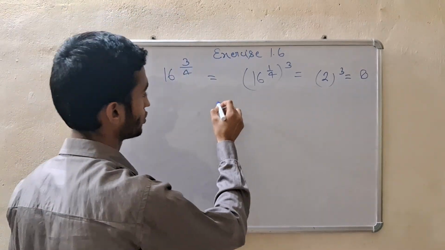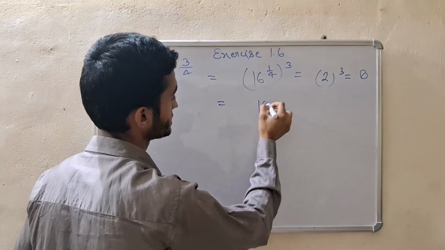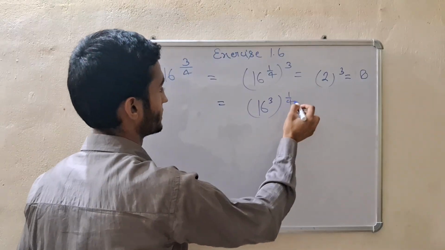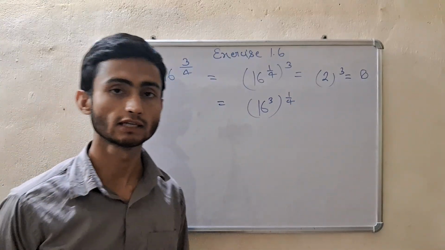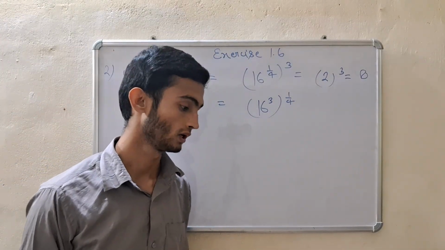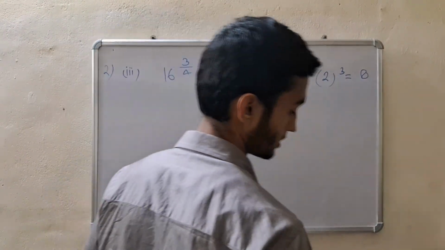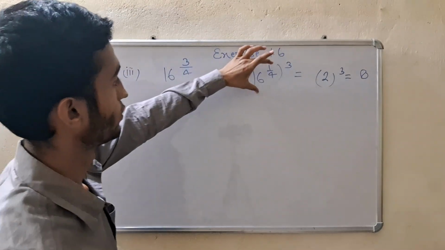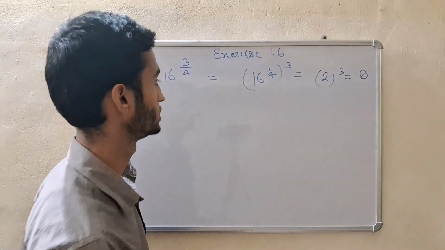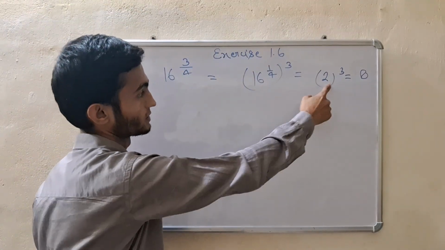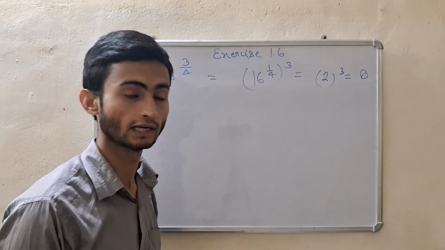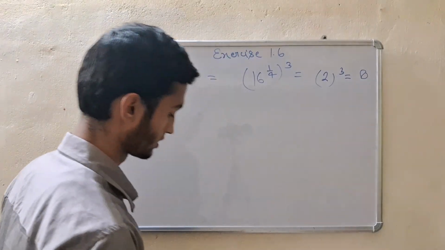And you can also go with this as 16 cubed and then the 1/4 power. But this will become a little bit more difficult to calculate. So that's why we first find the root, we ensure that this number becomes smaller so that we can handle it easily.